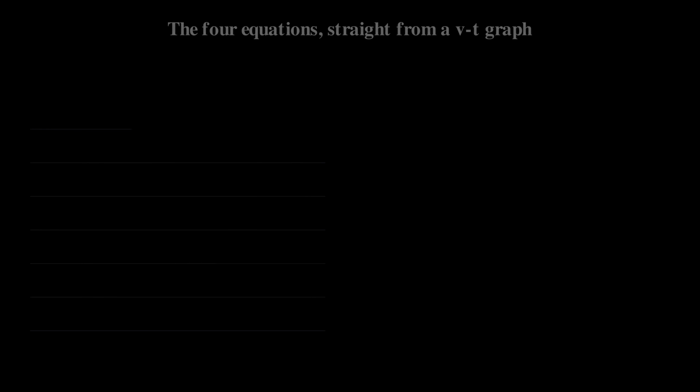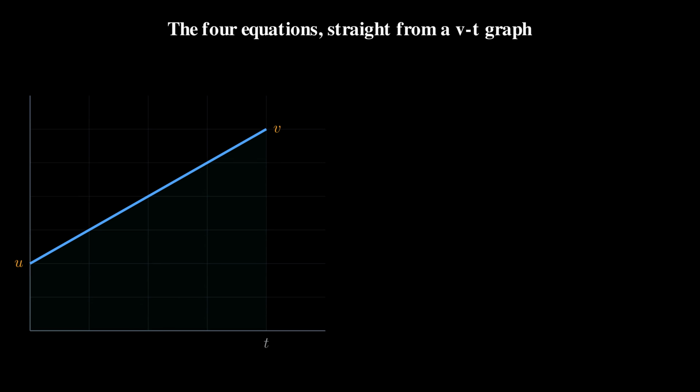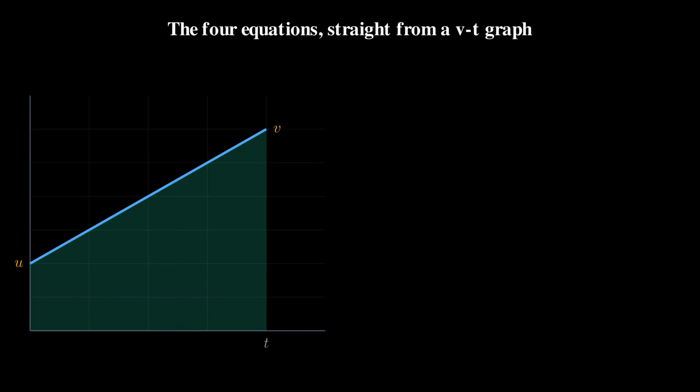Let's earn the equations rather than just quote them. Take an object under constant acceleration. Its velocity time graph is a straight line. From a starting velocity u up to a final velocity v over time t. Everything falls out of this one trapezium. First, the area under the line is the displacement, and it's a trapezium. So displacement equals a half times u plus v times t.